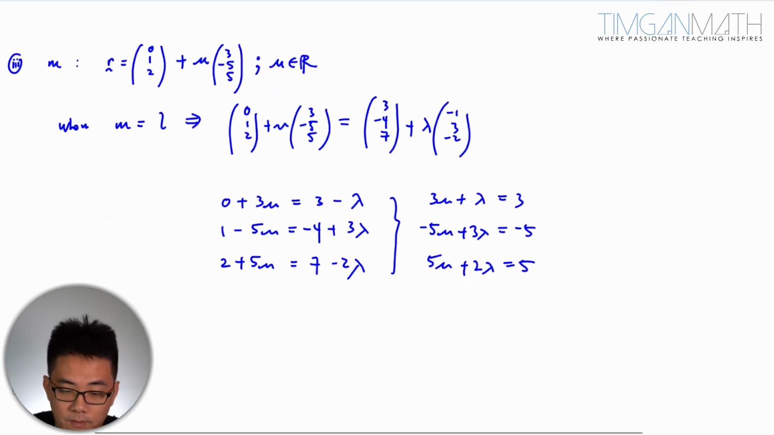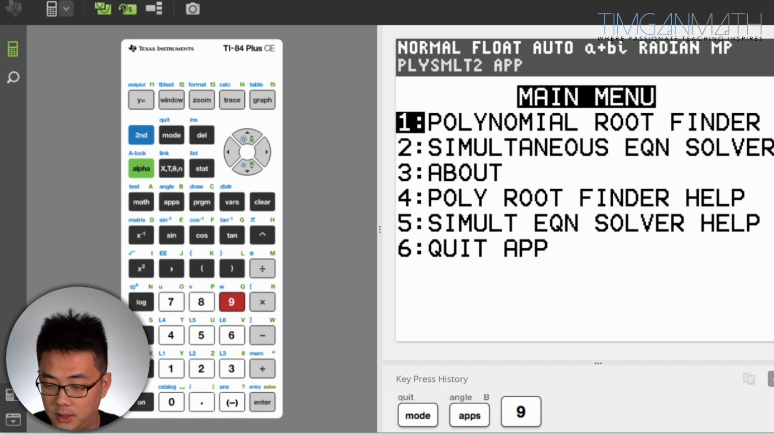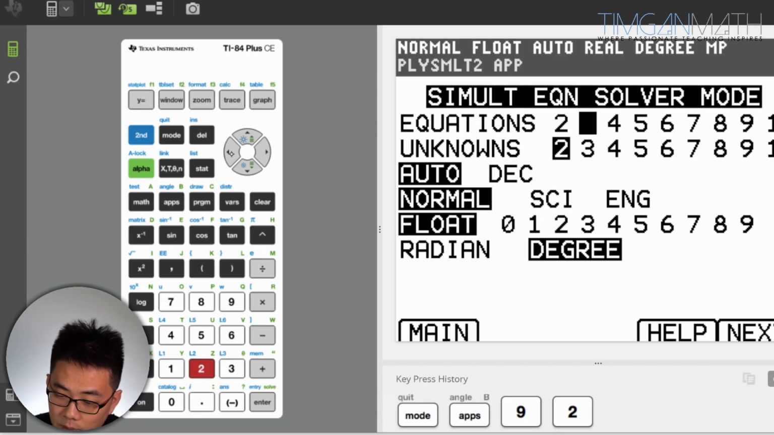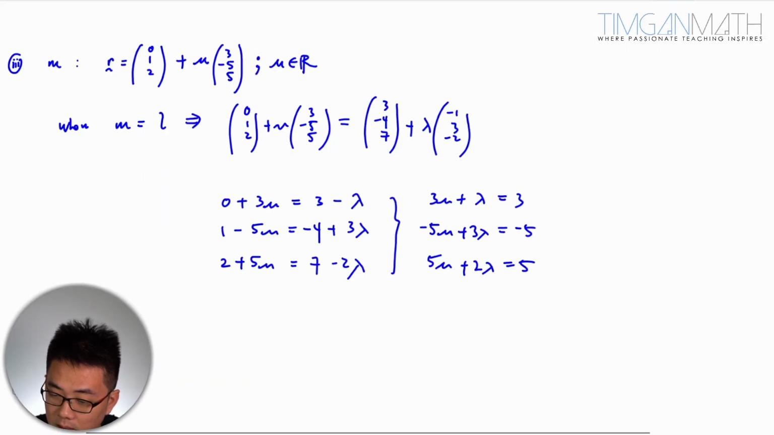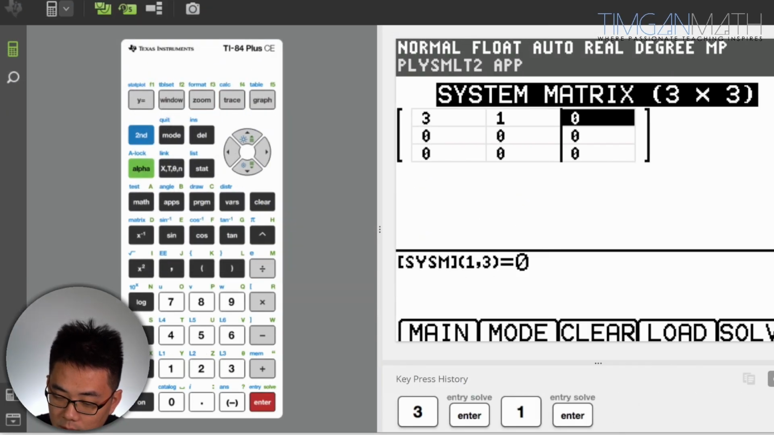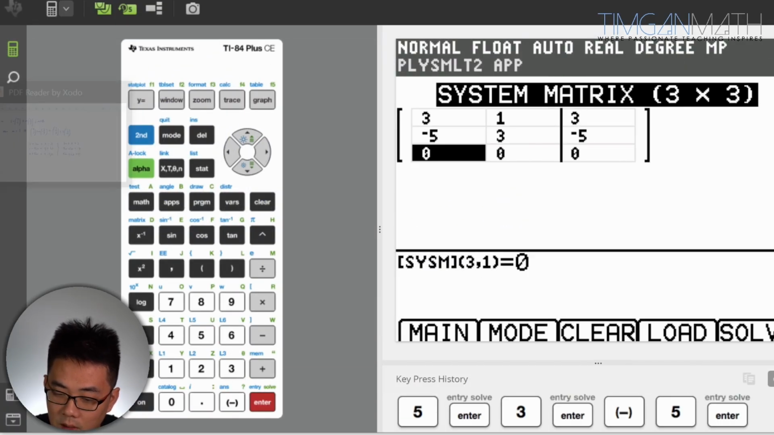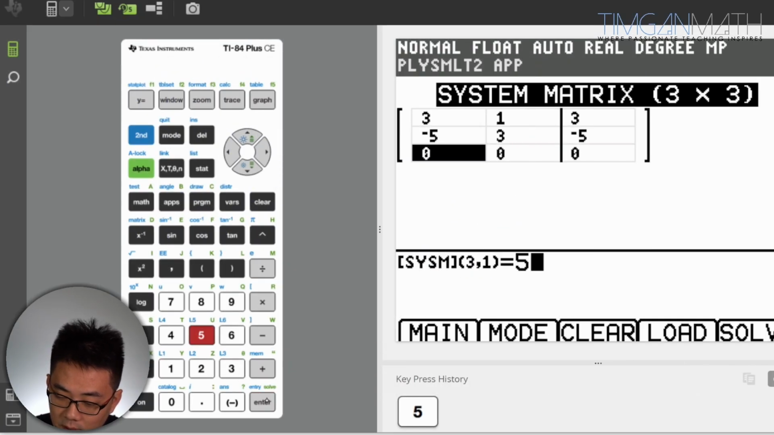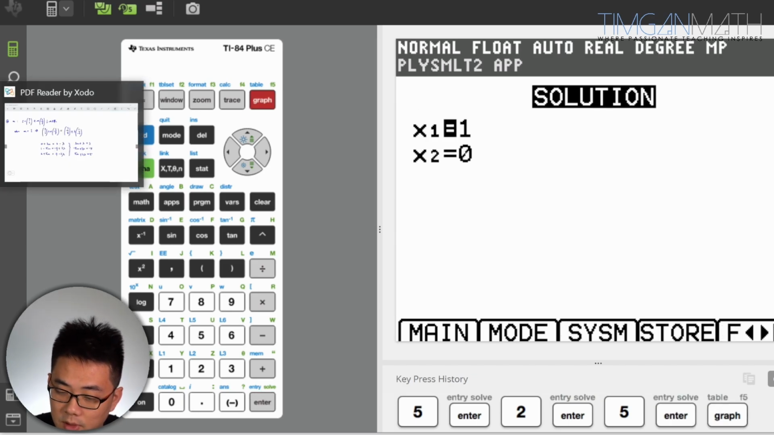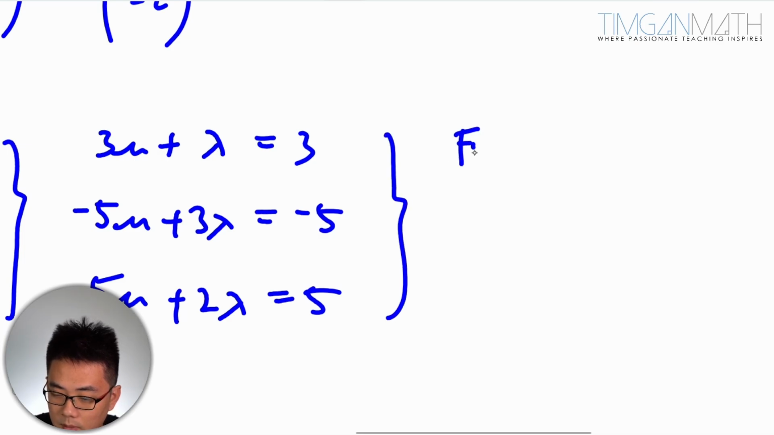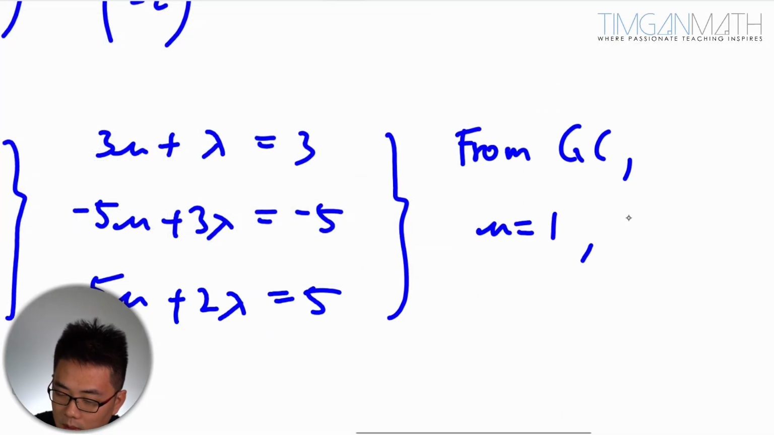On the GC, we go to Polynomial and Simultaneous Equation Solver, and we have three equations and two unknowns. I'm going to clear it and enter 3, 1, 3, then -5, 3, -5, and after which 5, 2, 5. Then we solve it. From the GC, mu equals 1, lambda equals 0.